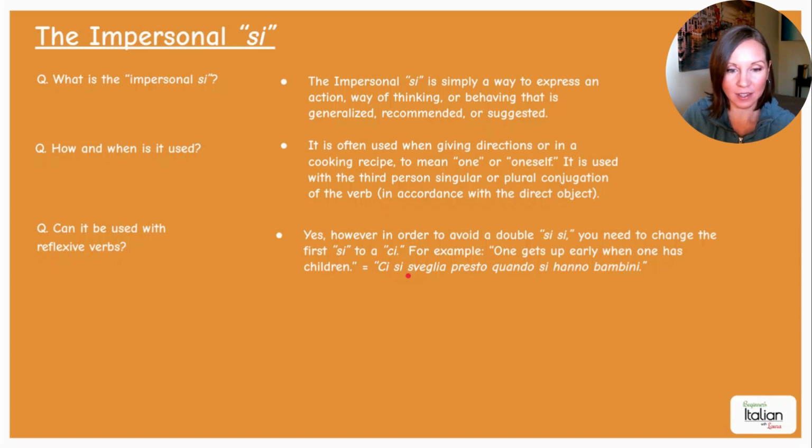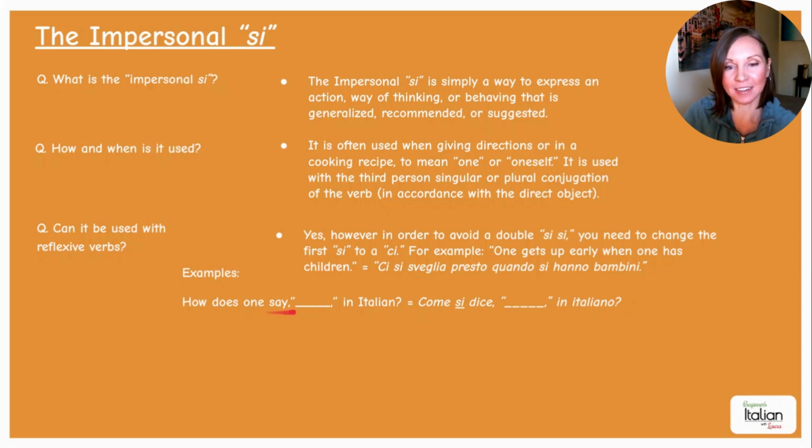Okay, now let's give you some examples here. So how does one say any word that you're wondering how to say in Italian? Okay, so how does one say ciao or hello in Italian? Come si dice hello in Italian, for example? Okay, so come si dice is how does one say? So this is one good example of how to use the impersonal si because we're saying how does one say? And then whatever word it is that you want to know how to say in Italian.